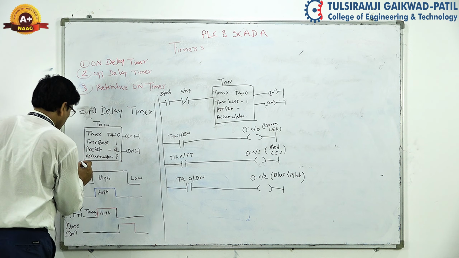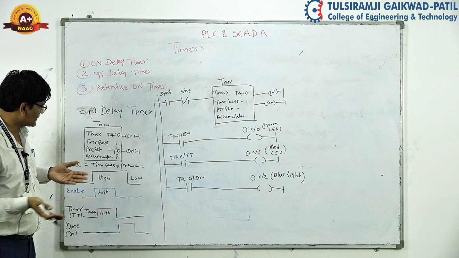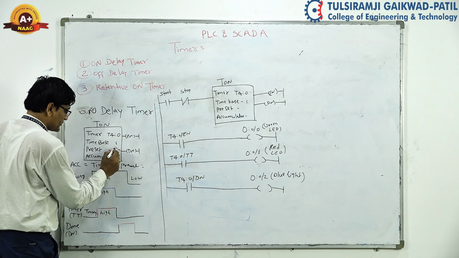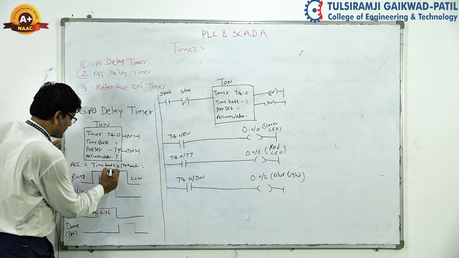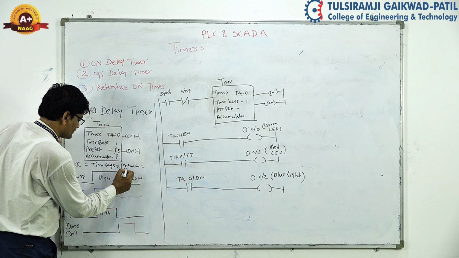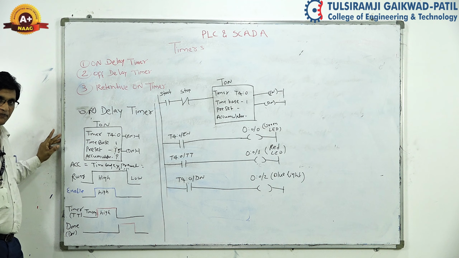Suppose you want a 10 second delay, then we use 10. Here 1 is the time base and the preset is 10, so 1 multiplied by 10 is equal to 10 seconds. The delay will be 10 seconds, right? If you want a 15 second delay, then here we use 15, which means the delay will be 1 multiplied by 15. The delay will be 15 seconds.